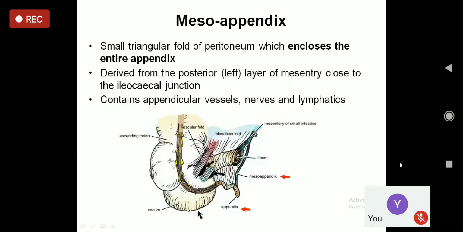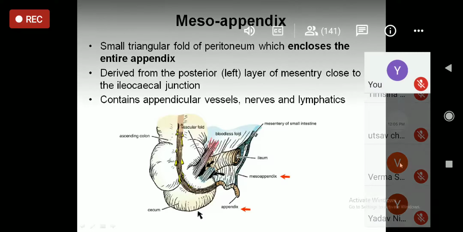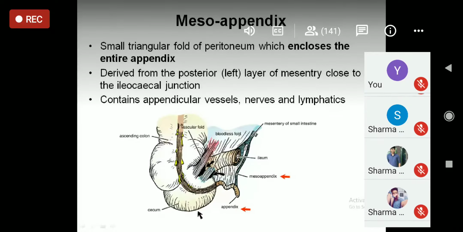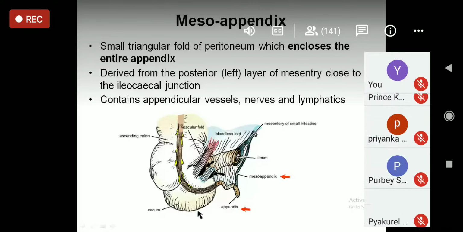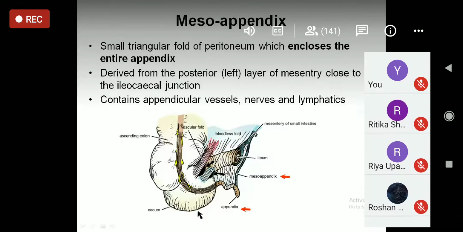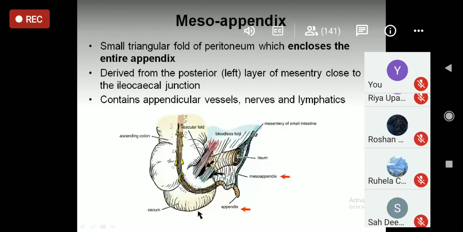The root of the mesentery and the structures crossed by it are important for the exam. Move on to the mesoappendix. The mesoappendix is the fold of the peritoneum which holds the appendix in its own place. Here we can see the mesoappendix, and this one is the appendix. It holds the appendix in its own place.